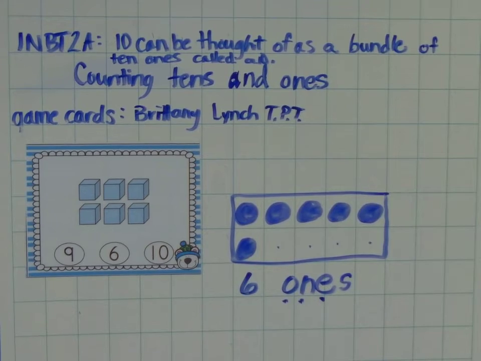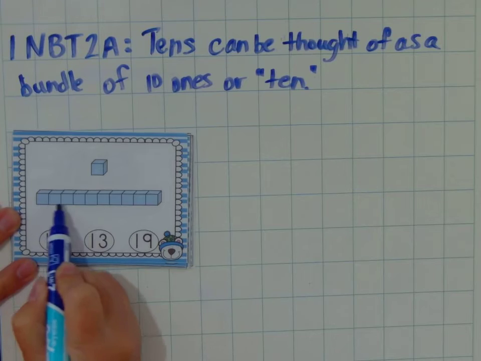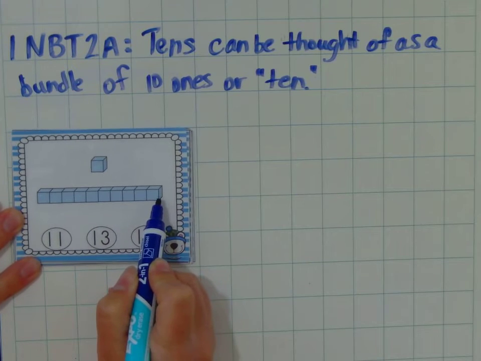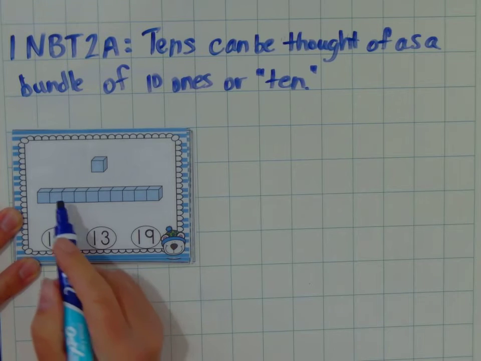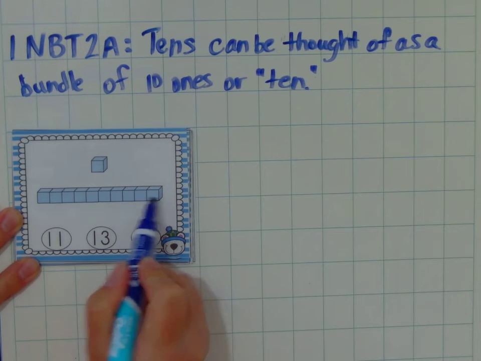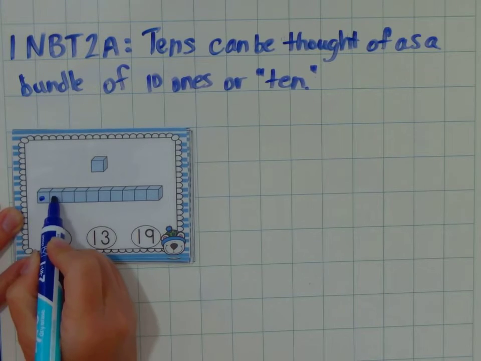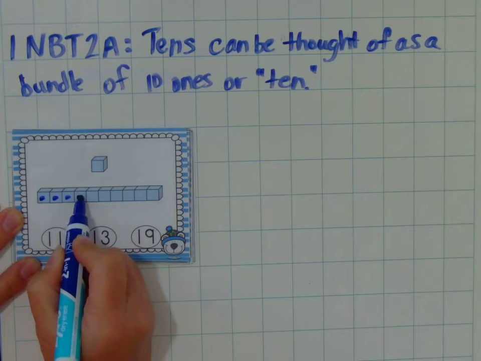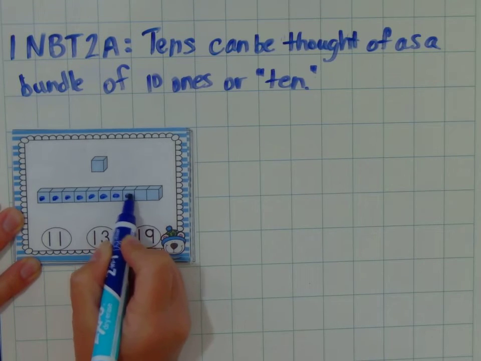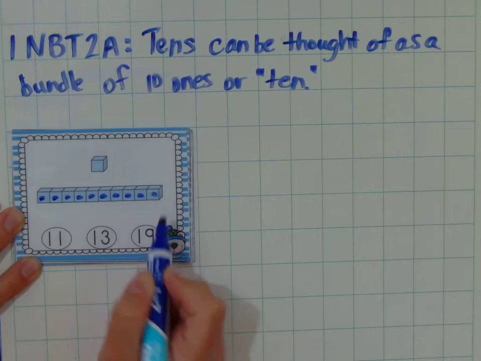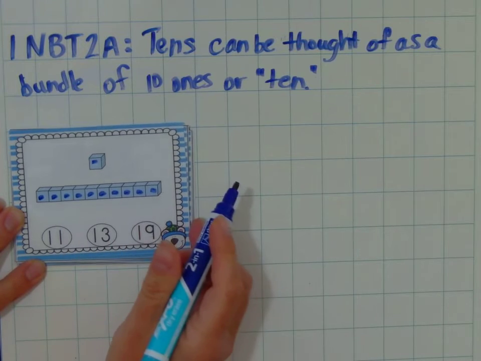Nice job counting today. Here we have one 10 stick and one 1. This 10 stick has a value of 10 ones. Let's count that. 1 one, 2 ones, 3 ones, 4 ones, 5 ones, 6 ones, 7 ones, 8 ones, 9 ones, 10 ones, and one more 1.